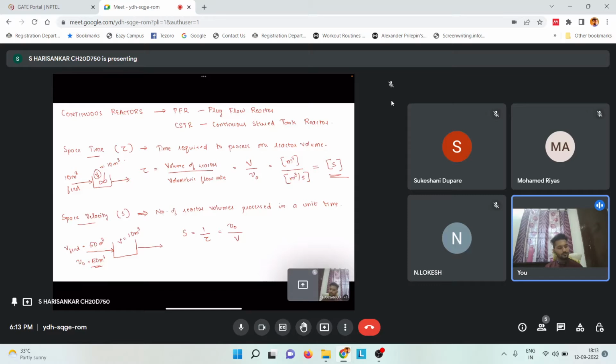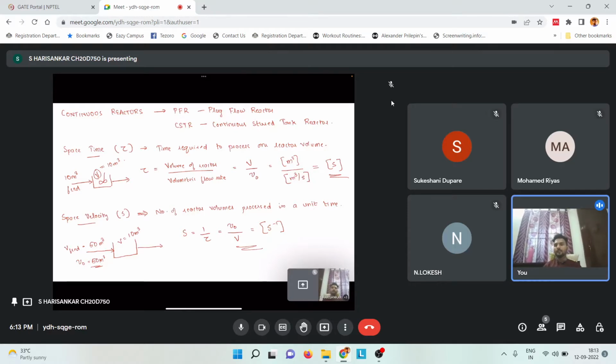And the unit here is second inverse. So this is space velocity. So these two terms come up a lot when we try to solve problems with regards to continuous reactors like the PFR or CSTR. So it is important to know their significance and how to calculate them.